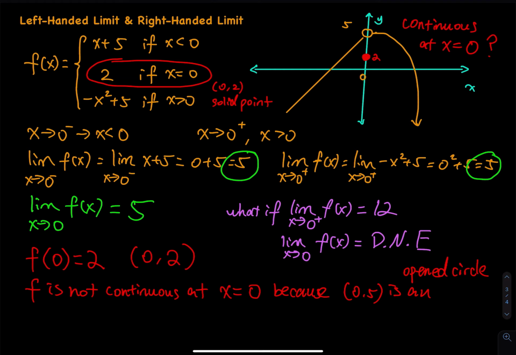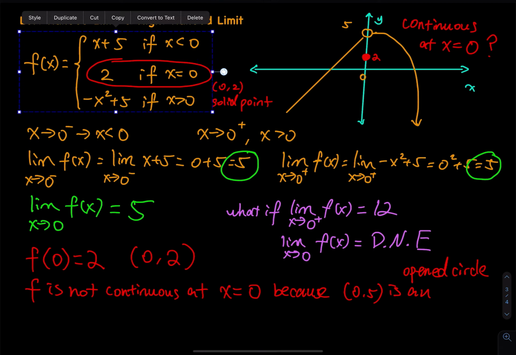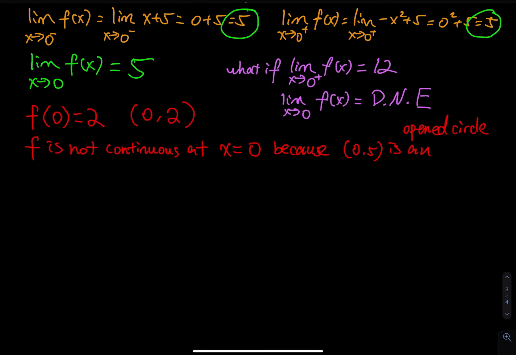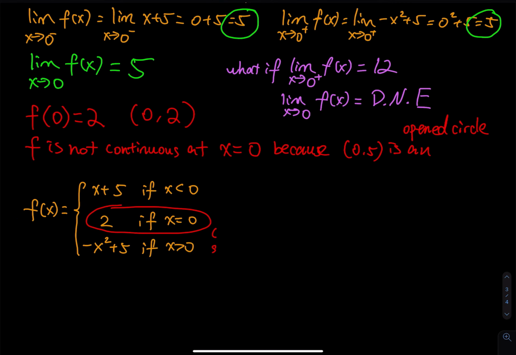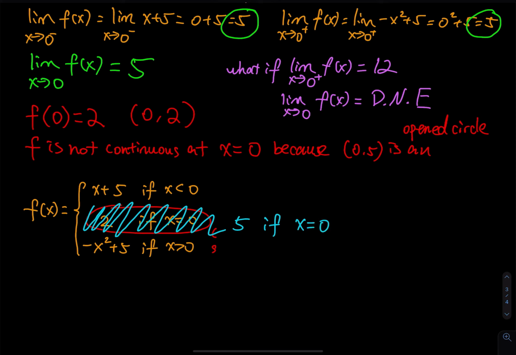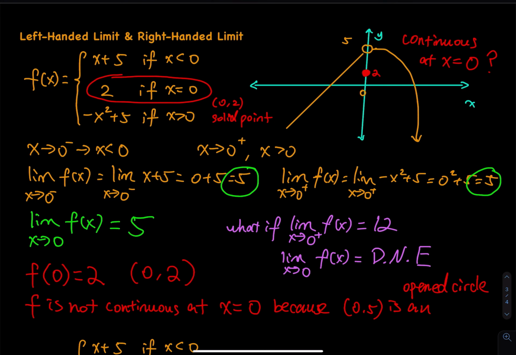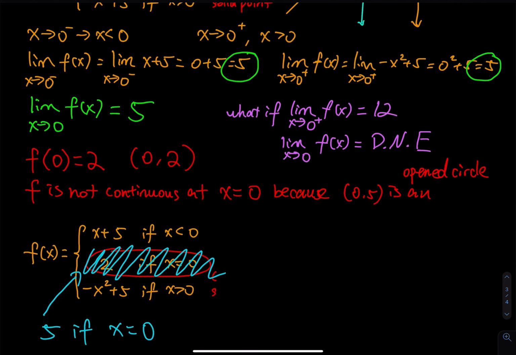So allow me to do this. I'm going to copy this and then paste that over here. If I make a change, let's use a different color to make a change. I take this away and then I say f of x is equal to 5 if x is equal to 0. How do we change the graph? So let's bring the graph down. So I am going to take this, copy, and then paste.